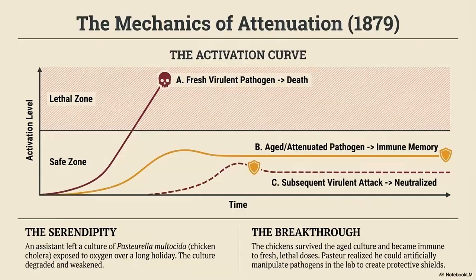Welcome back to the lab, where sometimes a long holiday is exactly what science needs. In 1879, a forgotten culture of chicken cholera, weakened by exposure to oxygen, led to a monumental discovery: the mechanics of attenuation. The activation curve illustrates this breakthrough. While a fresh pathogen, A, strikes with lethal force, an aged version, B, remains in the safe zone, training the host's immune memory. This internal shield ensures that any subsequent virulent attack, C, is neutralized instantly. Pasteur realized he could artificially manipulate nature's lethality into life-saving protection, marking the birth of modern vaccinology, a triumph born from a simple, serendipitous oversight.